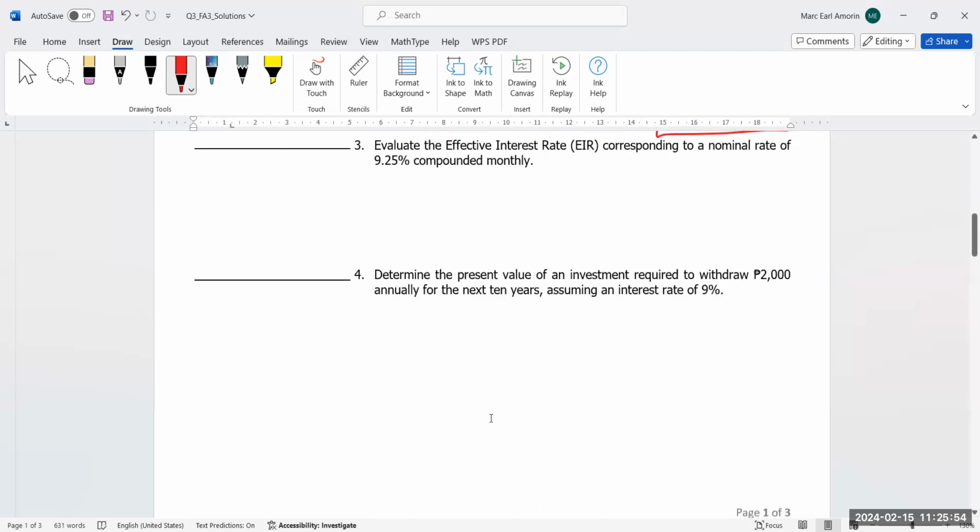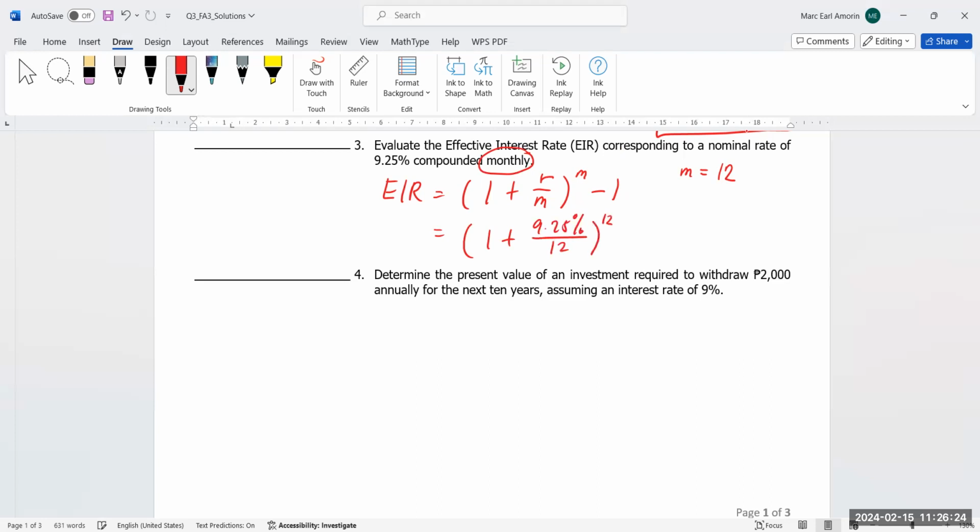Number 3. So find the effective interest rate given a nominal rate of 9.25% compounded monthly. So the formula for EIR is this one, 1 plus R over M raised to M minus 1, wherein M is the number of compounding periods per year. So since this is monthly, M is equal to 12. So EIR is 1 plus 9.25% divided by 12 raised to 12 minus 1. This is 9.65%.